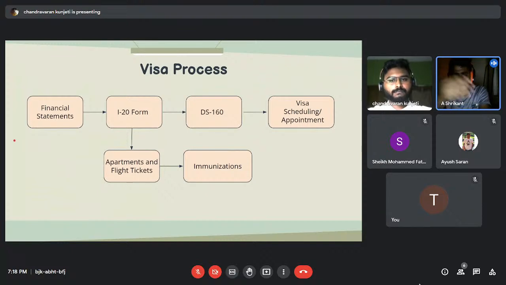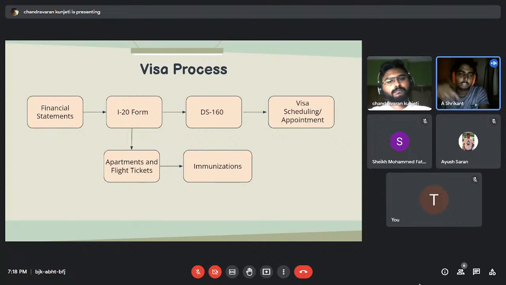While submitting financial documents, you'll have to fill in some of your details, and that itself is included in the I-20 form. After 28 days, you'll receive the I-20 document, mostly by email. And after receiving the I-20, you can start doing these things.